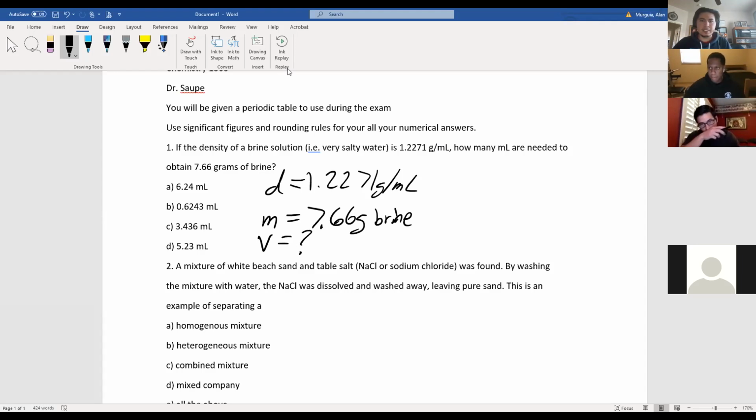We can either use the density formula for finding volume, or we can use dimensional analysis with the density as a conversion factor. So let's go with that, because that's what we're going to be working with a lot here. Let's set up my dimensional analysis table. What's the first number I need to place up here on my upper left?